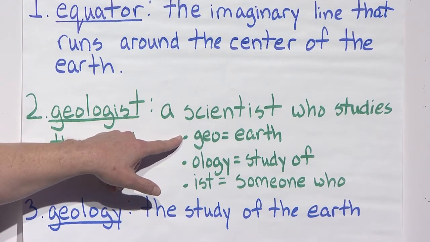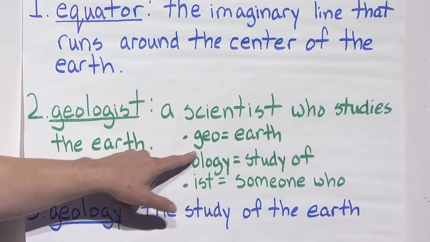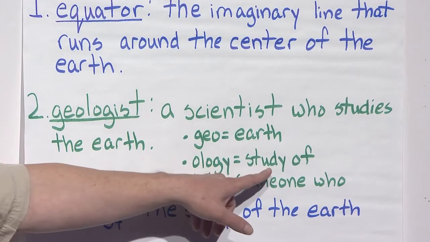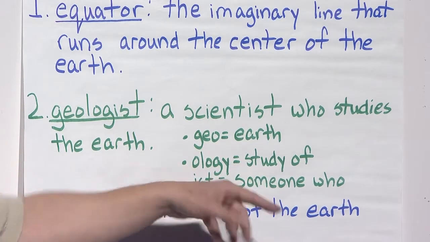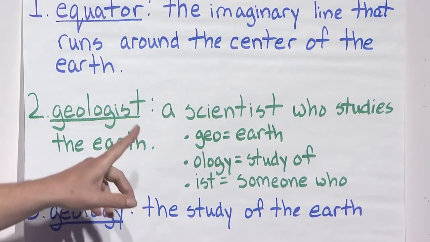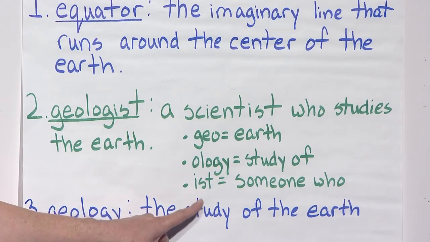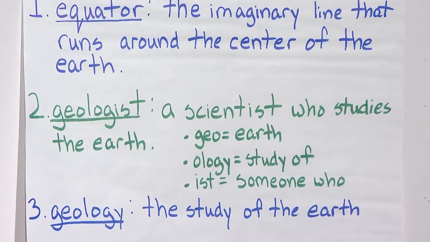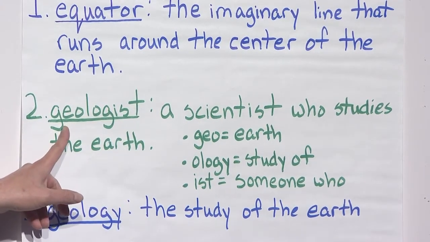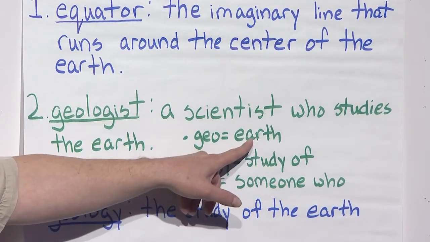Anytime I see geo in a word, I know that it's going to have something to do with the Earth. Anytime I see the word part ology, I know that means the study of. You may have brothers and sisters right now who are studying biology in high school. And if I see the word part ist at the end of a word, that generally tells me that it's someone who. So what's really cool about a word like geologist is if I know these word parts and I see that word, I know exactly what it means. A geologist is someone who studies the Earth.